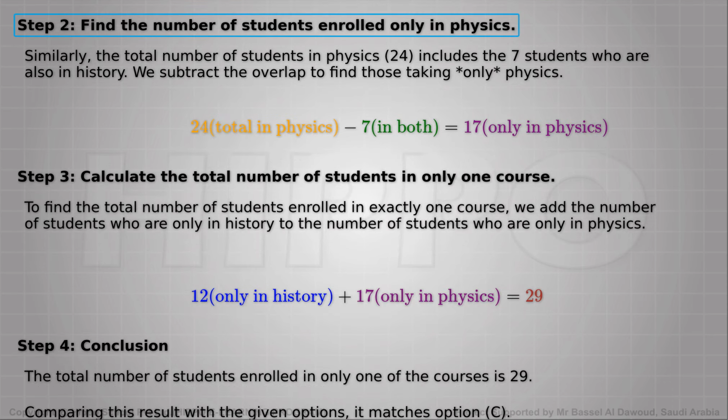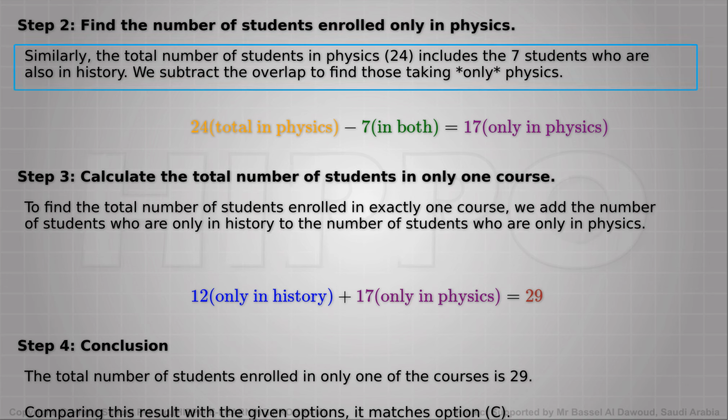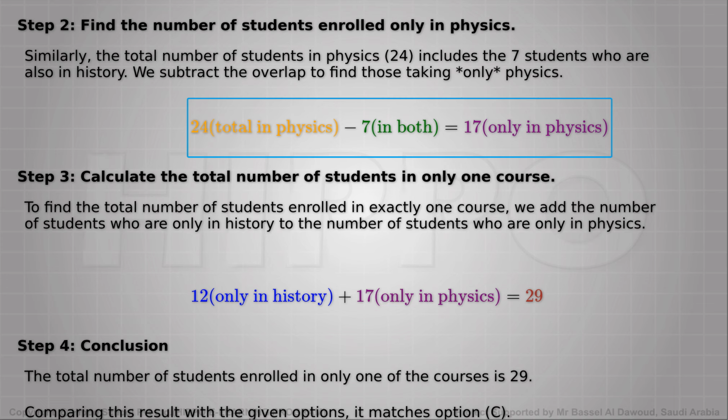Now for step 2. We're going to do the exact same calculation, but this time for the physics class. The problem states there are 24 students in total in the physics class. Just like before, this total includes the 7 students who are also taking history. To isolate the students taking only physics, we subtract that overlap. So we calculate 24 minus 7, which equals 17. This means there are 17 students who are taking physics and only physics.